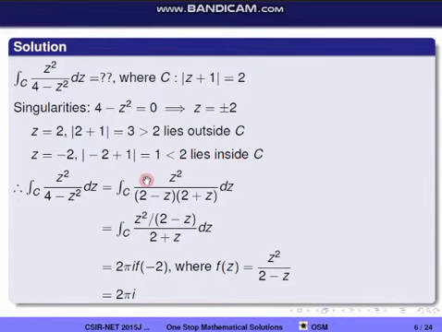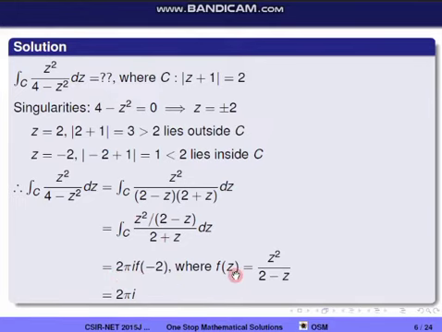So now what we are going to do is rewrite the function so that the denominator contains only the point which lies inside C. First of all, rewrite this function as multiples of the point. So this is equal to the integral over C of z²/(2 - z) · 1/(2 + z) dz. Keep the point which lies inside C as the denominator. So this is equal to the integral over C of (z²/(2 - z))/(z + 2) dz. Using Cauchy integral formula, this value is equal to 2πi f(-2).